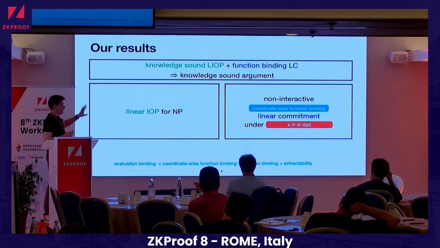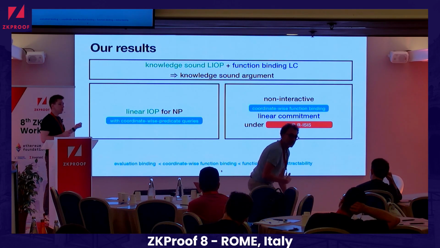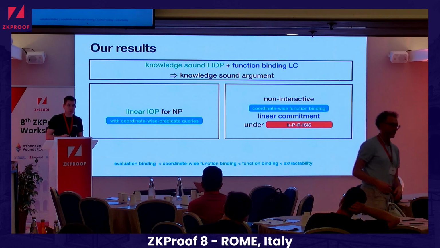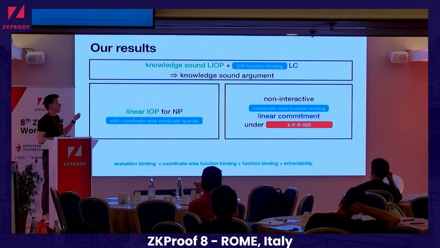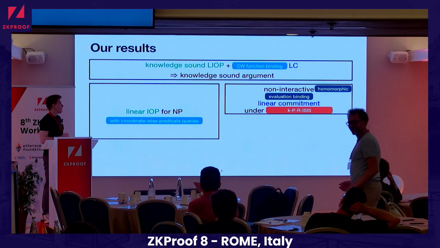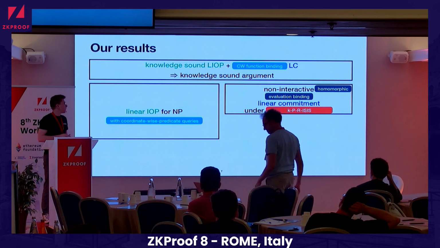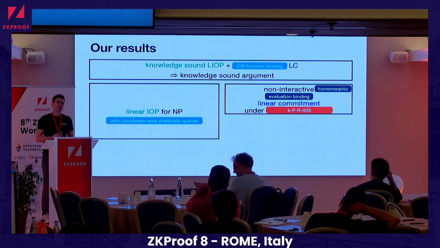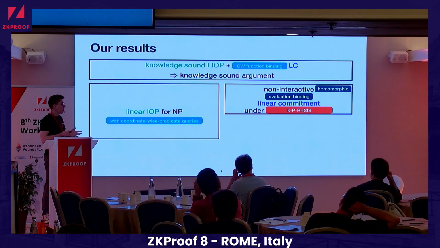Of course, we also need to adapt the other building blocks. So we'll need the IOP to also support these coordinate-wise queries. And then we also need to strengthen the theorem to still work even if we start from a weaker linear commitment to still, in the end, achieve a sound argument. We also have a further step. Instead of showing coordinate-wise function binding directly, we will actually show a rather weak property on the commitment scheme.